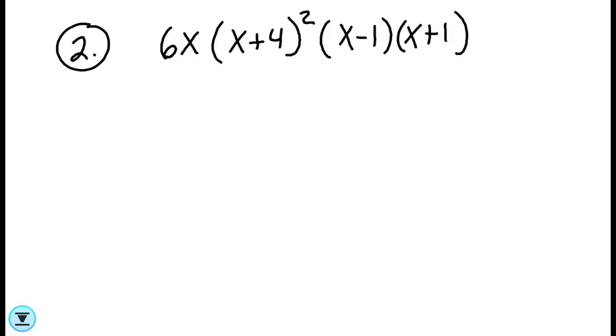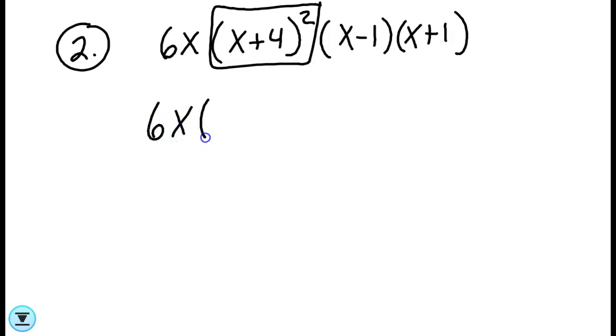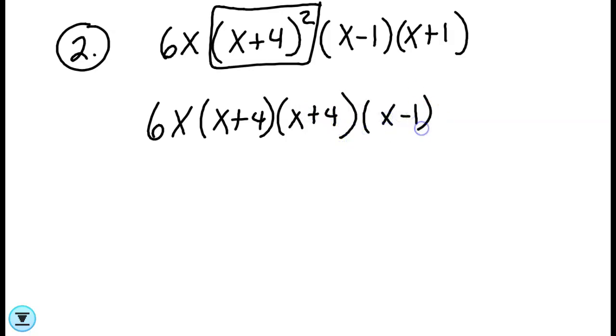So this is a really ugly problem, but luckily we have some shortcuts to help us out a little bit here. So first of all, I want you guys to notice something up here that's a little bit weird, don't you? This guy. But you guys know what a square means, don't you? I mean, that just means that you're multiplying something by itself. So I'm going to rewrite it. So instead of putting x plus 4 squared, I'm just going to put x plus 4 times x plus 4.